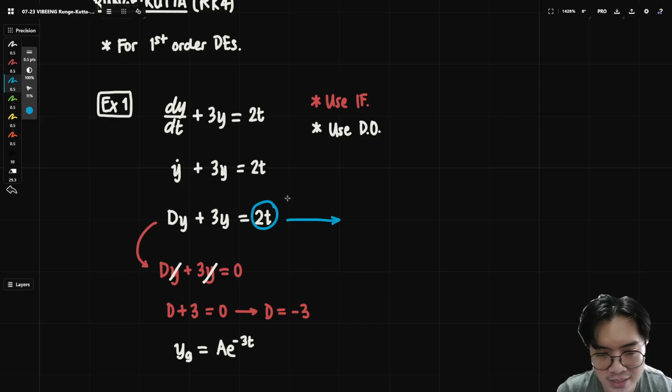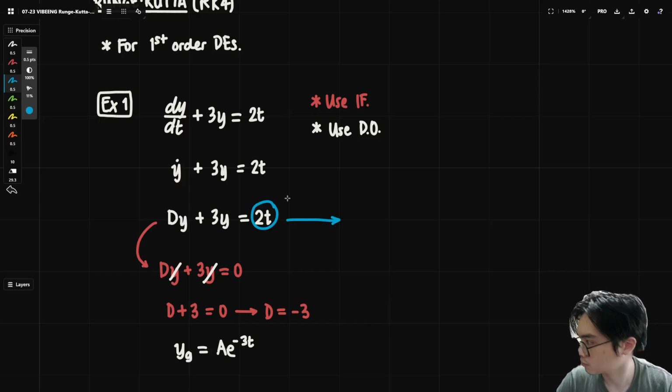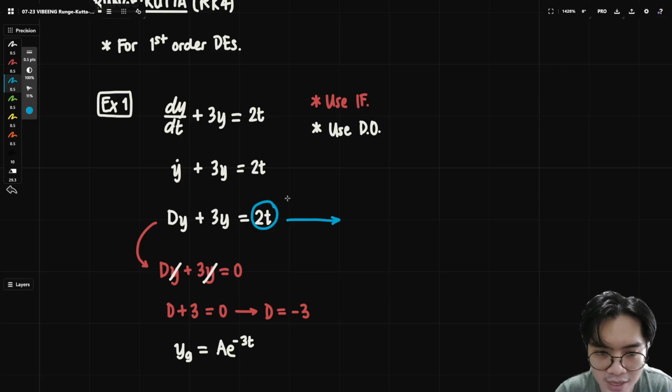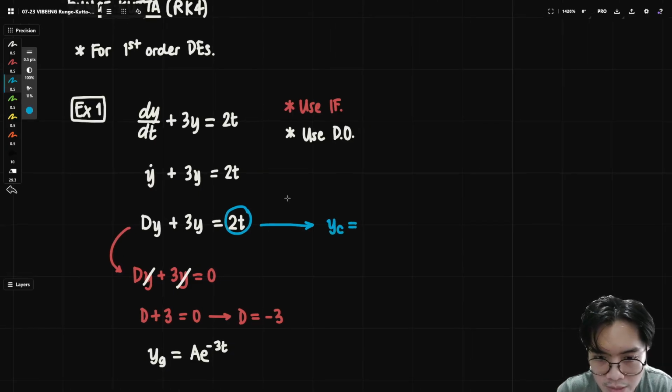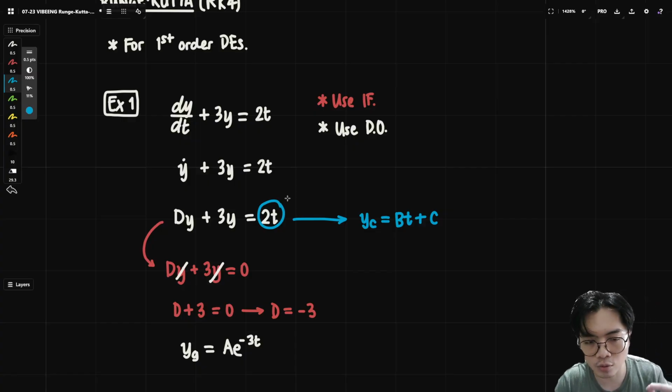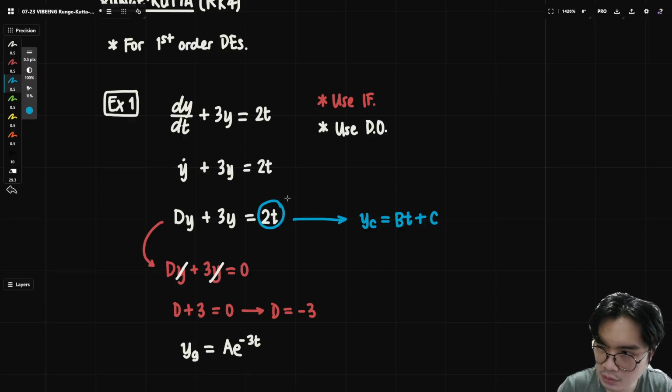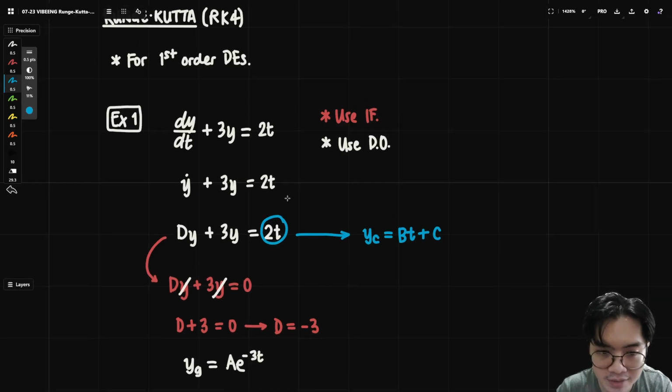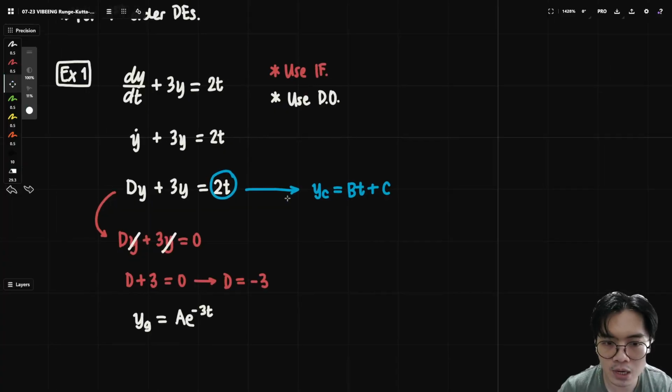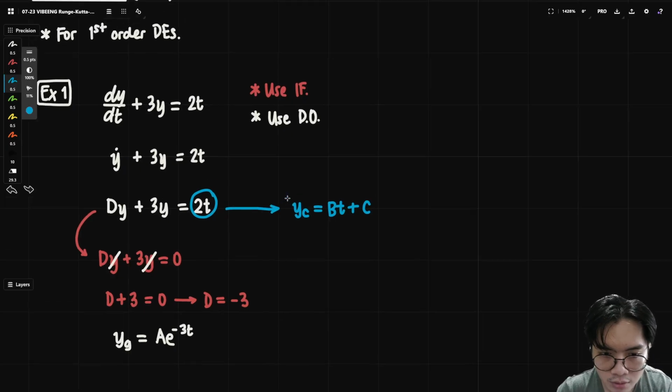Based on this, the right side will be 2t. So, ang gagawin kong solution na guess will be bt plus c. Right? This is a polynomial. So, ang gagawin natin is we account for all of the powers that are lower than t, which is t raised to 1, right? So, if this is going to be our complementary solution, the derivative of that should be just letter b.